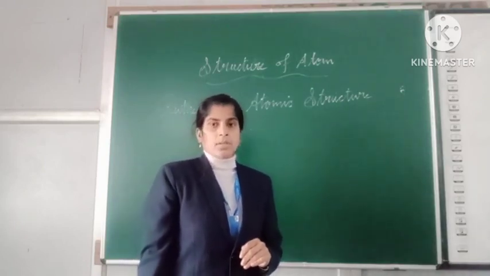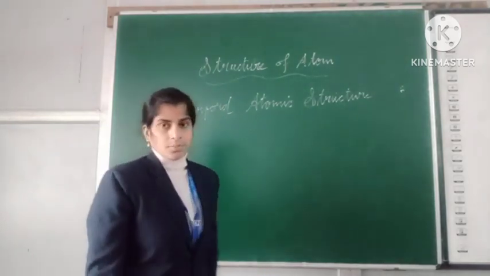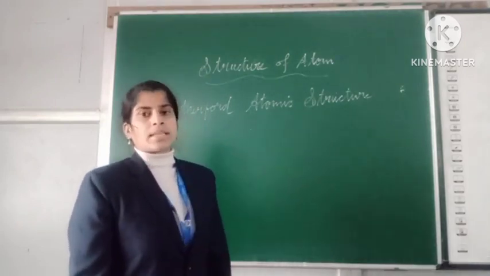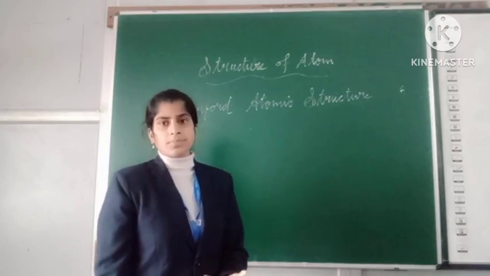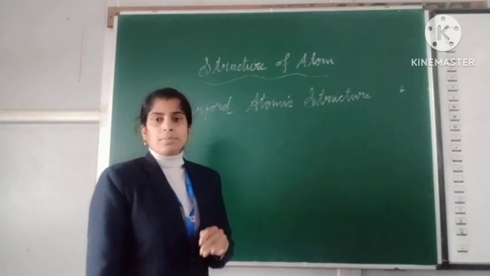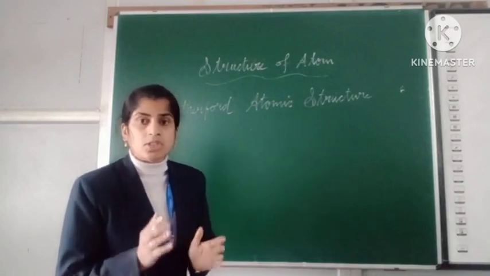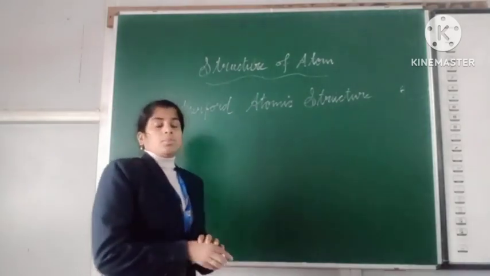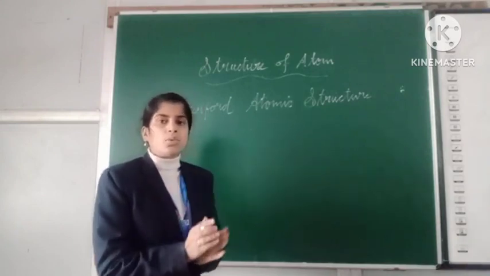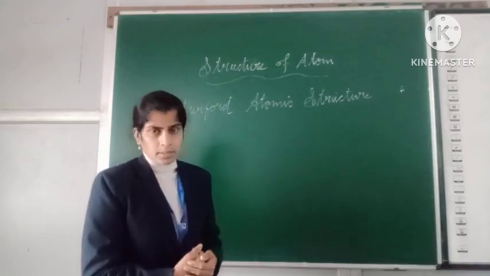Now we are going to discuss Rutherford's atomic structure. You know that Rutherford did the alpha scattering experiment. In 1911, Rutherford described the atom as having a tiny, dense and positively charged nucleus. The center, the core of the atom, is the nucleus, and this nucleus is made of positively charged subatomic particles.